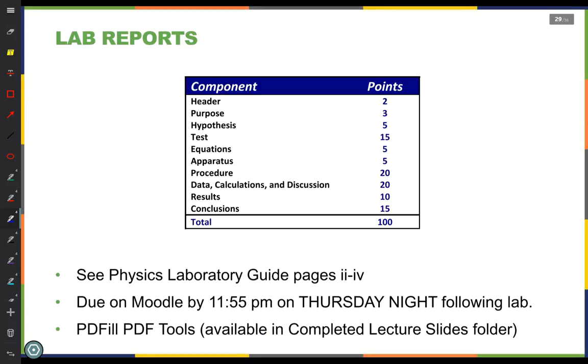Okay, lab reports. Today will be the first lab. It'll be your first lab report. There is one change. I took this from last year, and I just combined these and called it the scientific method.